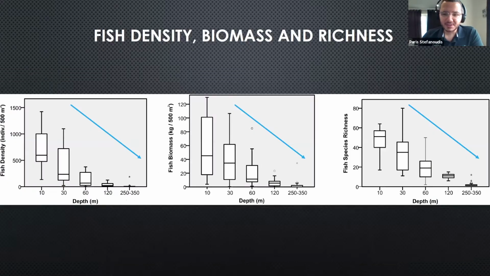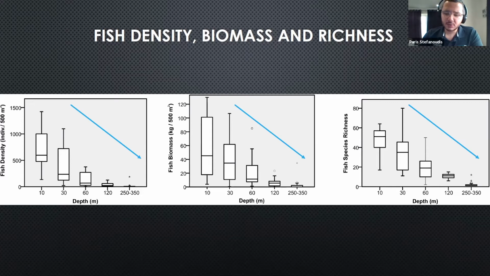Now, in terms of the metrics and the questions that I presented to you in the beginning: how do density, biomass, and richness change with depth? Across all three metrics, you can see a trend of decreasing density, biomass, and species richness as you go from the shallows to the deep. For some of the metrics this is more pronounced, for example in fish density, and maybe less so for species richness, but the trend was overall always there.